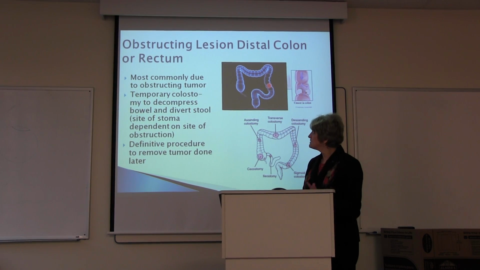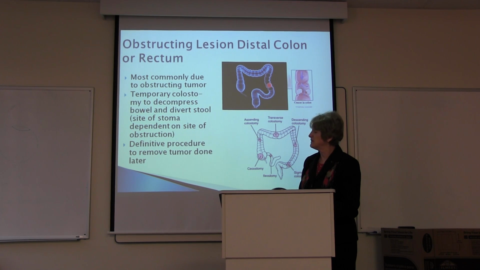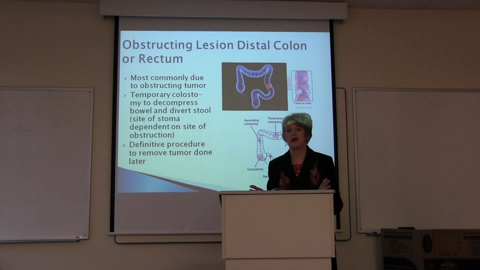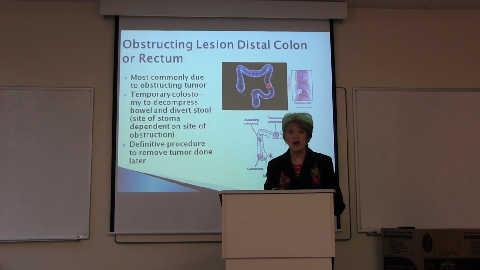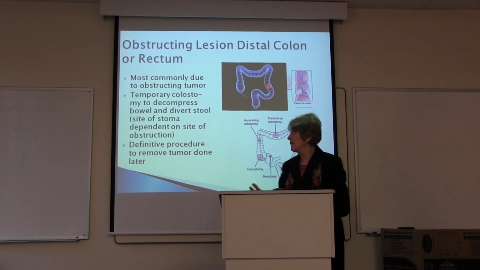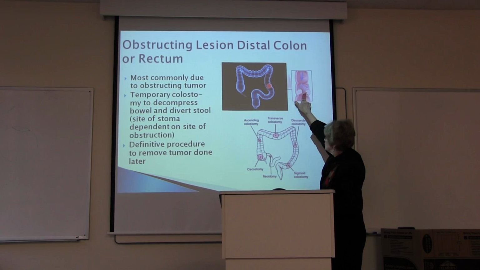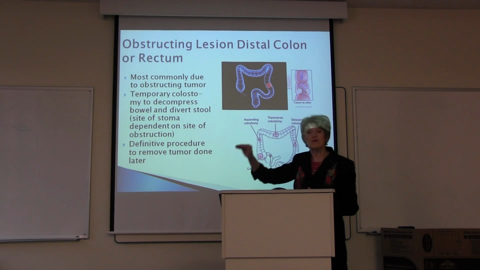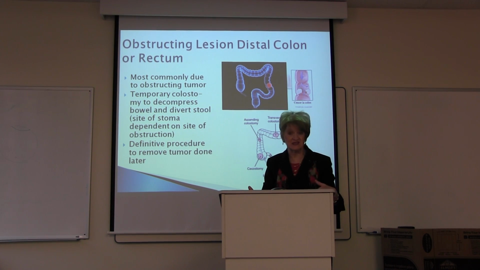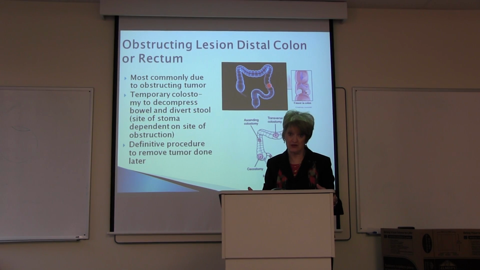Okay, and then the last reason for temporary colostomy is obstruction. So you could have an obstructing lesion at any point along the colon, but most commonly obstructing lesions occur at the level of the rectum or the sigmoid. And most commonly they're due to malignancy. So you have a sigmoid tumor or a rectal tumor that causes progressive obstruction of the lumen of the bowel. And it can progress to the point where nothing is going through. And then you get massive distension of the proximal bowel in a very sick patient.